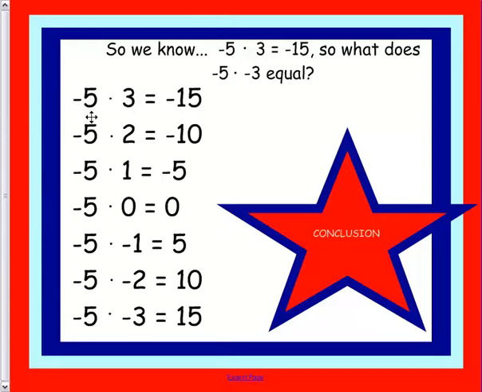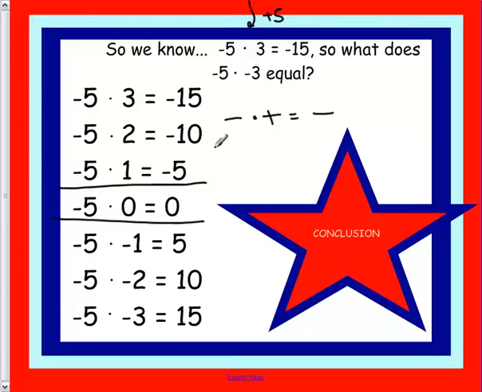So if we see a 5 times a 3 equals a negative 15, and we're going to add 5 this time all through, 5 times 2, negative 10, 5 times 1, negative 5, negative 5 times 0 is 0. So these were all negatives, these were positives, and each one was a negative times a positive equaling a negative.